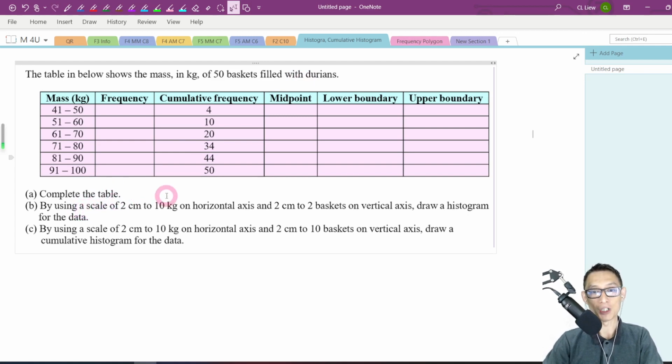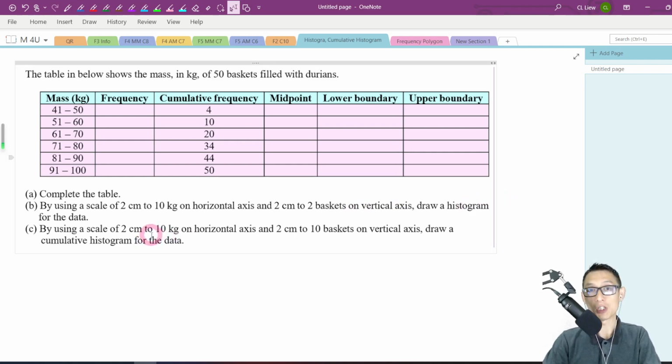Second part, we need to draw a histogram by using a scale of 2 centimeters to 10 kilogram on the horizontal axis, which means 10, 20, 30, 40, and so on. And 2 centimeters to 2 baskets on the vertical axis: 2, 4, 6, 8, and so on. Okay, this is the scale that we need to use for the histogram.